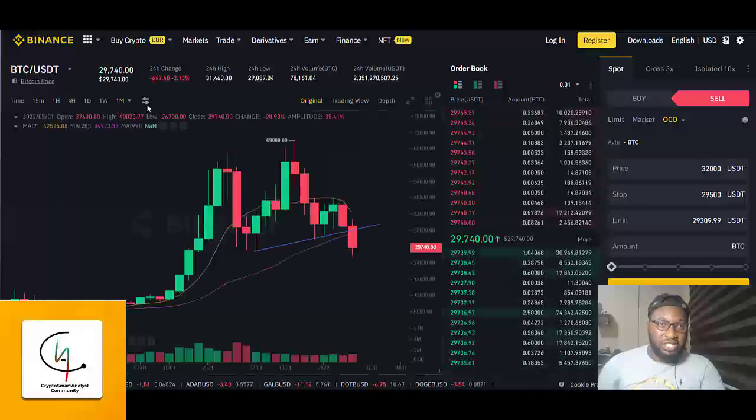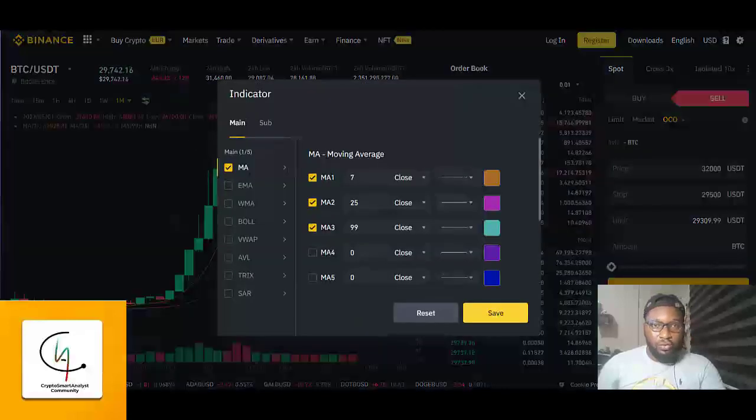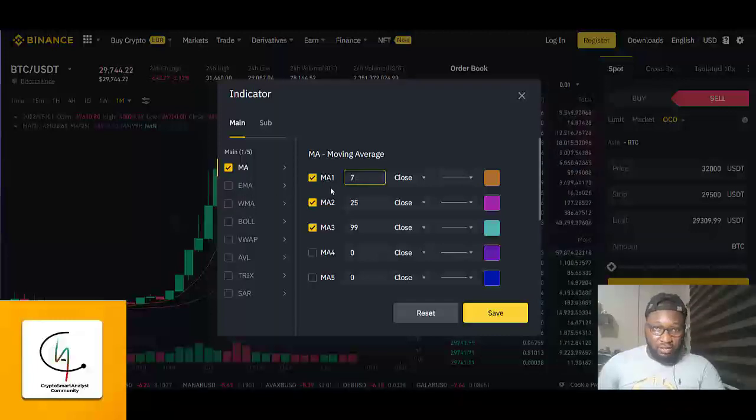For the original chart, you can click on this. If you hover your mouse over it, it will show you technical indicators. If you click on it, it will give you all the indicators we have on the original chart for Binance. We have moving average, we have exponential moving average. Then you can change the value of whichever indicator. Right now we have 7. I can change this to 8 moving average, change this to 50, and also change this to 200.